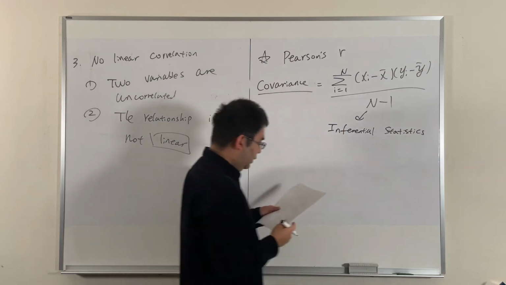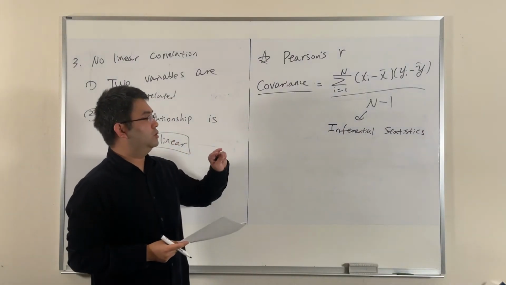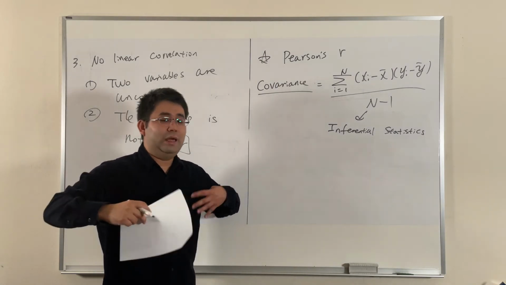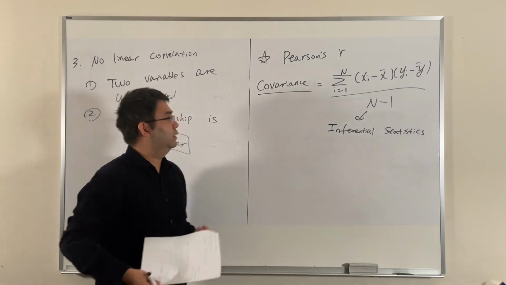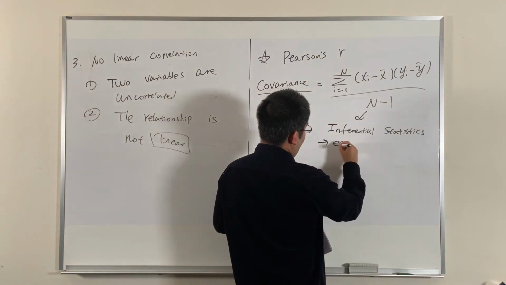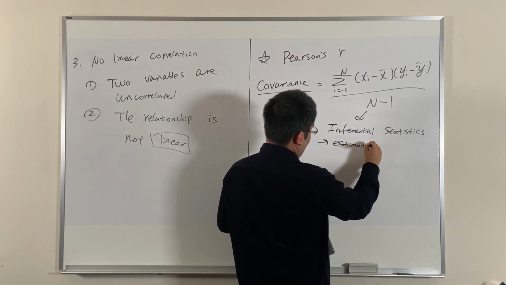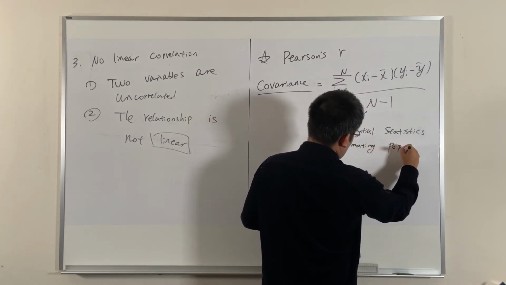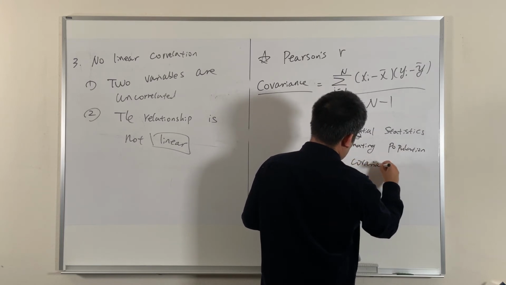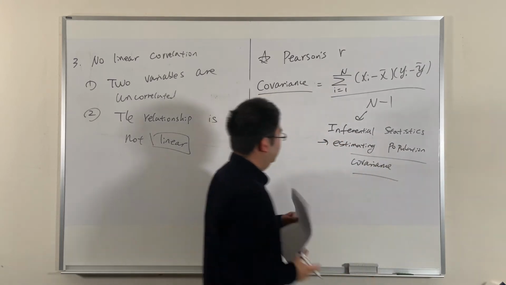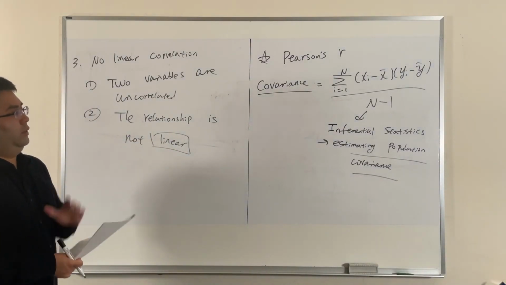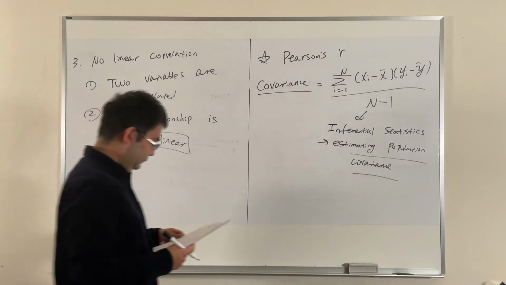Okay, so we're doing inferential statistics because we're using this sample data to estimate the population covariance. So we are estimating population covariance, okay? Okay, perfect. Let me just go ahead and give you an example and show you how you use this formula here.